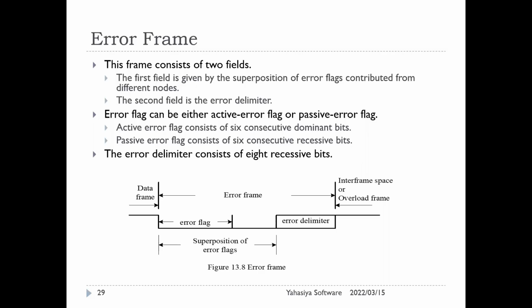When there is an error, like we told, some 12 rules, if any one of those rules fails, the node which detects it will publish in the bus for other nodes that it has detected an error. To denote that, it used to transmit the error frame.